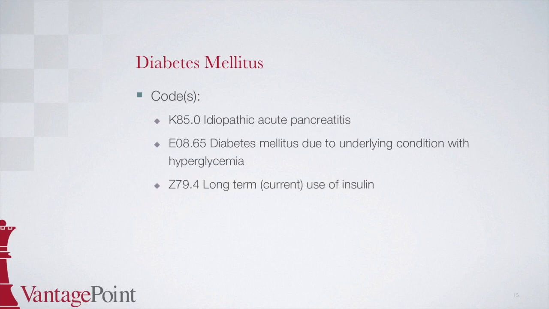If you had coded this first, the instructional notes in the tabular would remind you that the underlying condition must be sequenced first. The final code is Z79.4 for long-term current use of insulin. This can be found by going to long-term drug therapy in the alphabetic index, looking for insulin indented below, which points to Z79.4, which you would then confirm in the tabular.